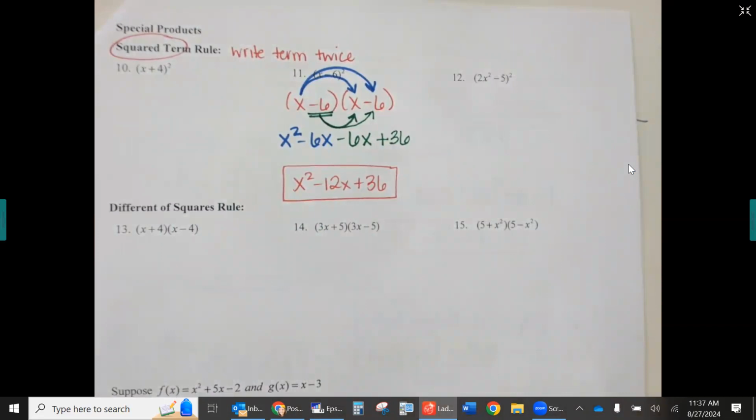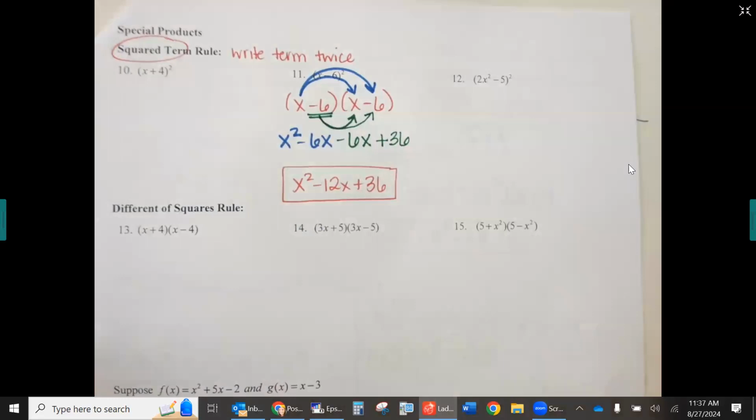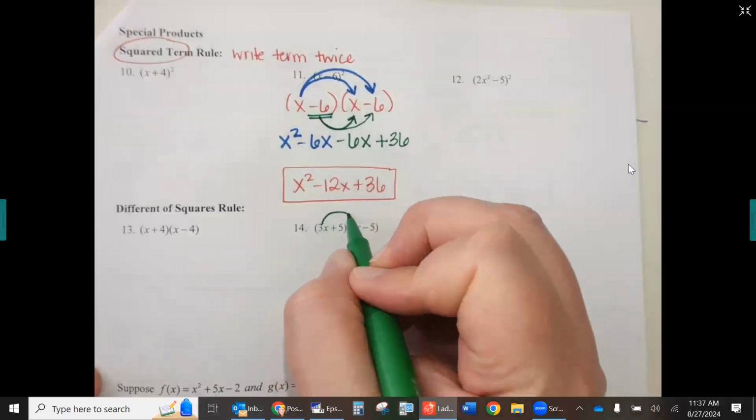Okay, difference of squares is when you have almost the same parentheses, but one of them's a plus and one of them's a minus. Let's see what happens. Maybe you remember from algebra 2, maybe not. Okay, let's do 14. So let's do the 3x first.